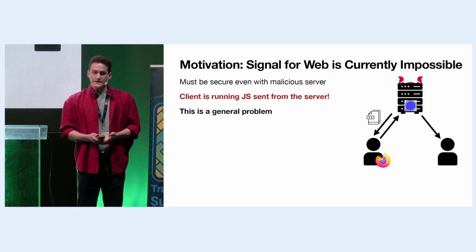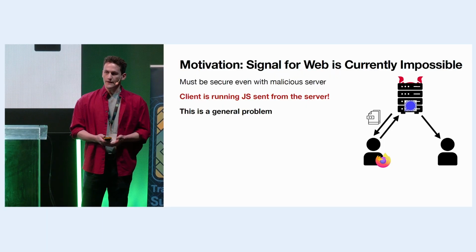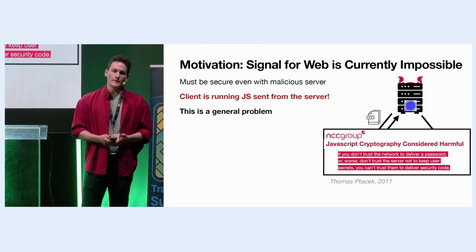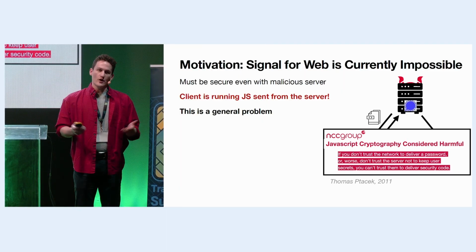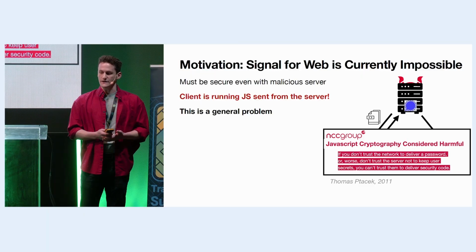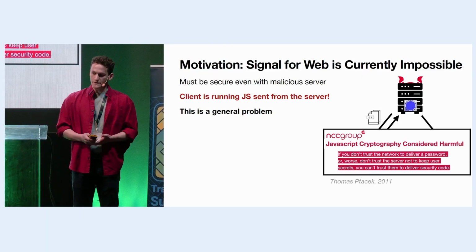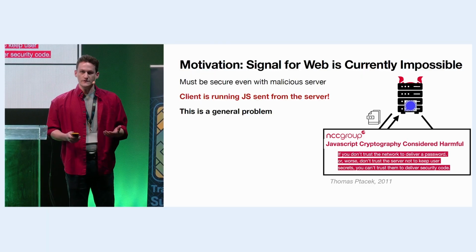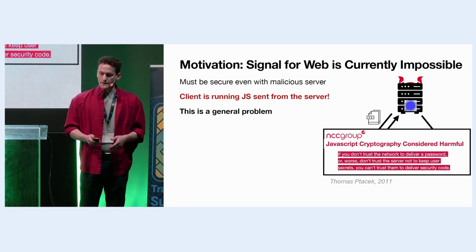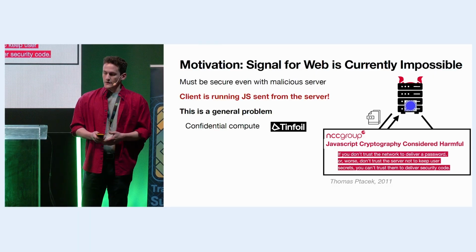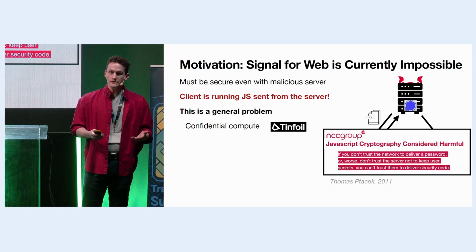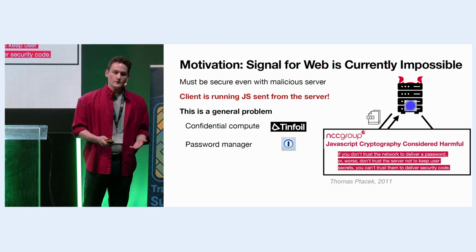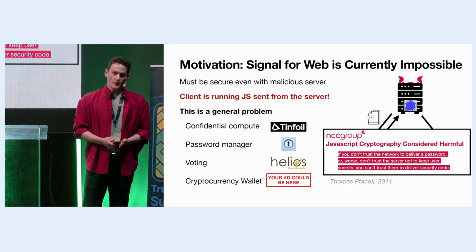Now, this is actually a general problem. It's not just for Signal, obviously. Thomas Ptacek wrote about this in 2011, and this has been a problem on the internet since the beginning of the internet. It wasn't made for this. So there are plenty of things that you can't do in your web browser securely. You can't do confidential compute in your browser. You can't have a password manager in your browser. You can't vote in your browser. And you can't have a cryptocurrency wallet in your browser.